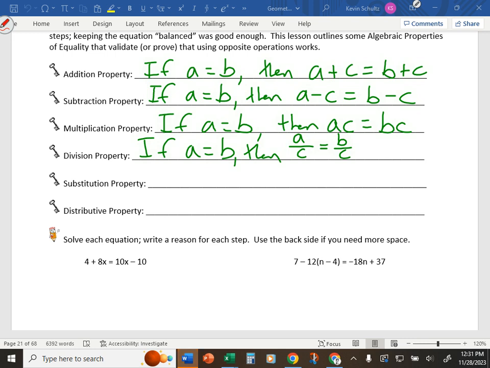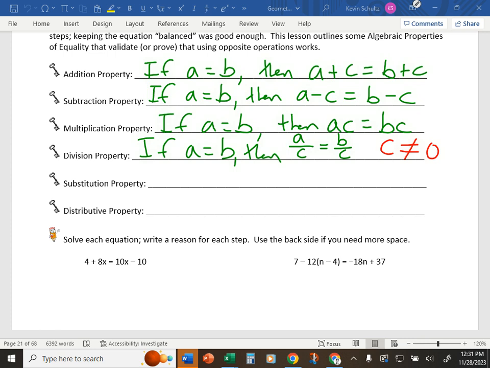Caitlin? C is not equal to 0. Right. In this case, C cannot equal 0. That is the one condition. Why can't it equal 0? You cannot divide by 0. So C being equal to 0 would be a counterexample here. It's the one instance where this property does not work.